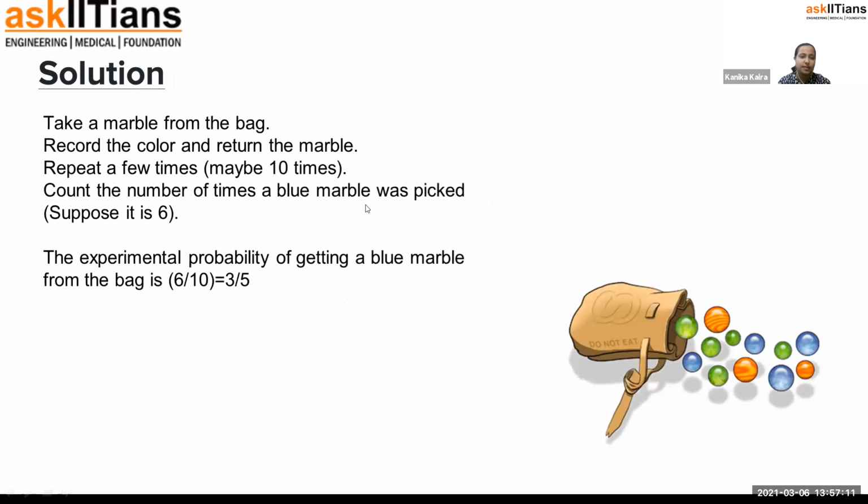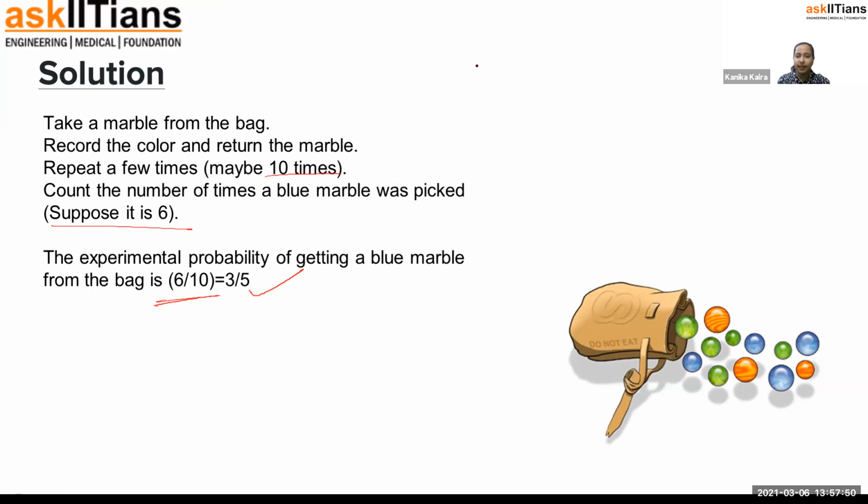All right. So this is the example they have taken. Take a marble from the bag, record the color and return the marble. Since it's not written that you have not replaced the marble, you have to obviously put the marble back in the bag. Now repeat a few times. They have taken it as 10. Count the number of times a blue marble was picked. It is 6. The experimental probability of getting a blue marble would be 6 over 10, that's 3 over 5.